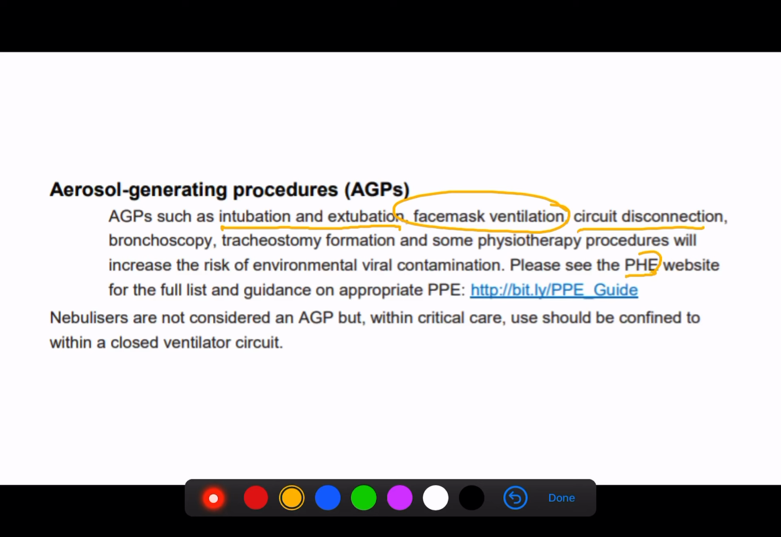What is interesting is that they do consider nebulizers not to be an aerosol generating procedure. But I think in critical care that probably is definitely true, because we can do it within a closed ventilator circuit, and so the risk of aerosolization of virus is low to none. On the wards, they say that it's not. My personal preference is to put a surgical face mask over the nebulizer as well, just to get rid of some of those big droplets that may be being breathed in and out of the patient.